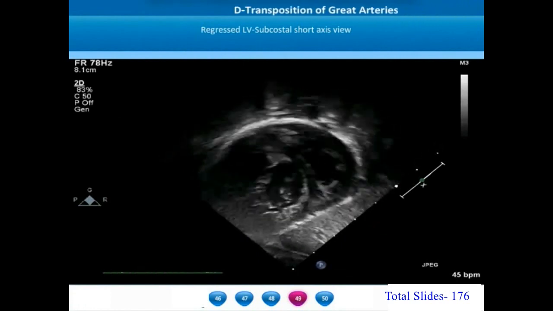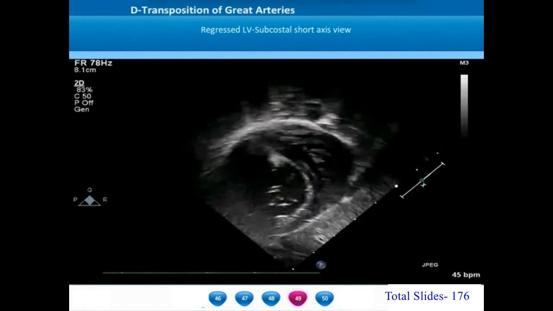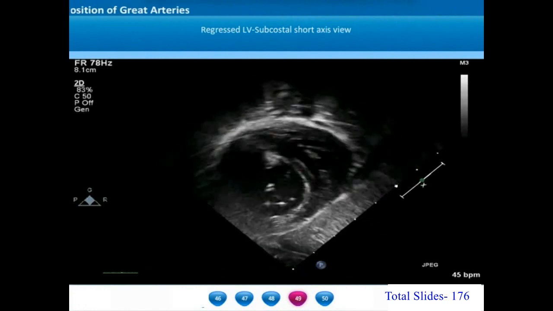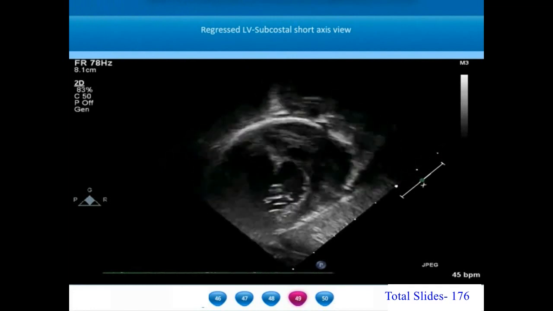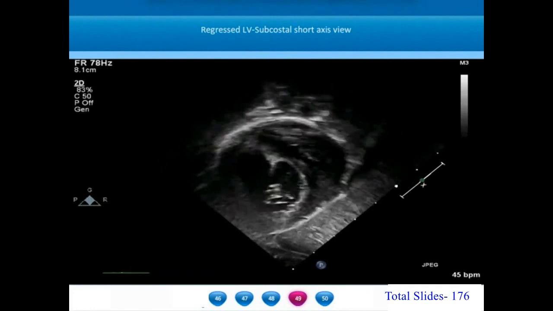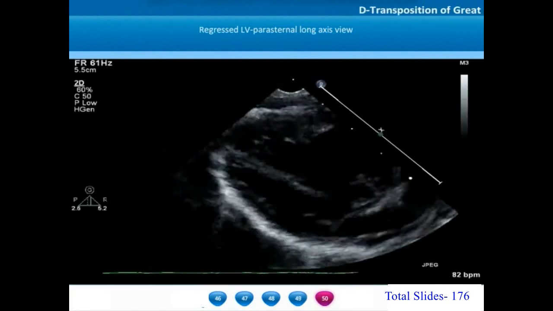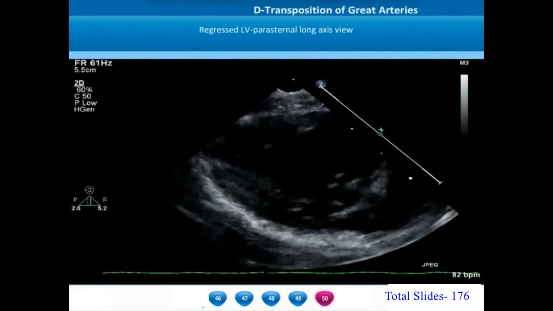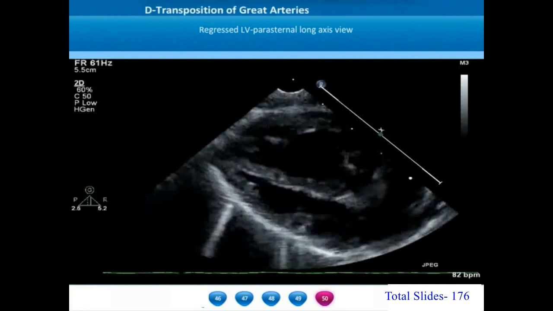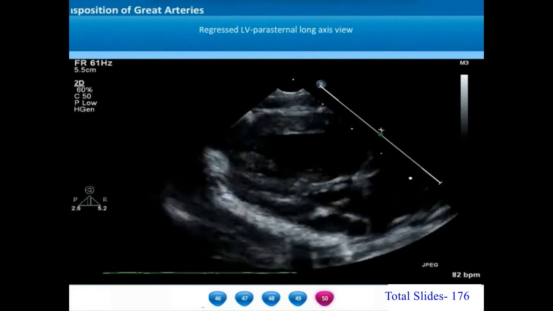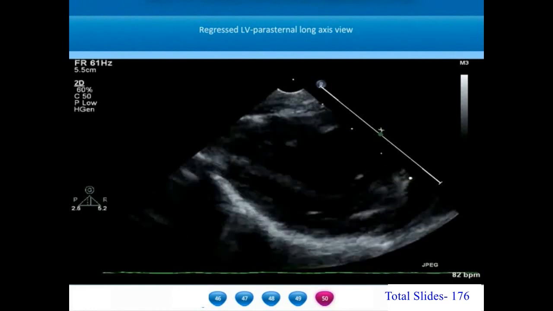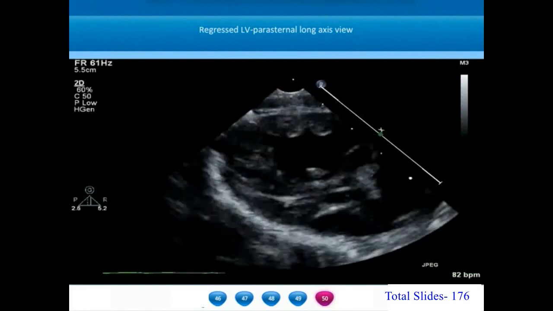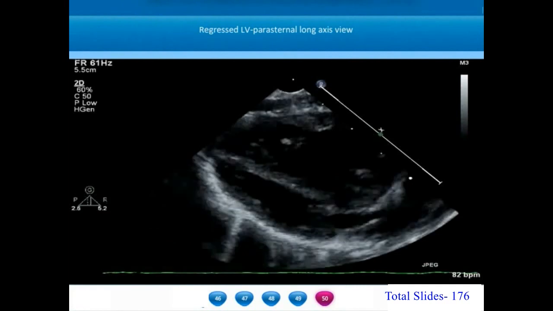On a subxiphoid short axis view, we can notice the significant bowing of the intraventricular septum towards the left ventricle in end of systole, indicating the left ventricular systolic pressure is much lower than the right ventricular systolic pressure. On a parasternal long axis view, a regressed left ventricle will be squashed to one corner by the dilated right ventricle. We can see that the left ventricular cavity is extremely small and the left ventricle is squashed to one of the corners.